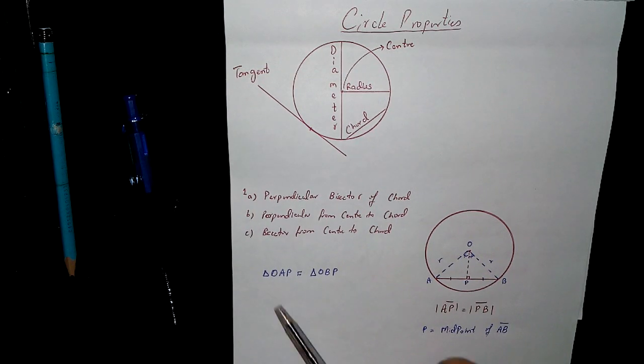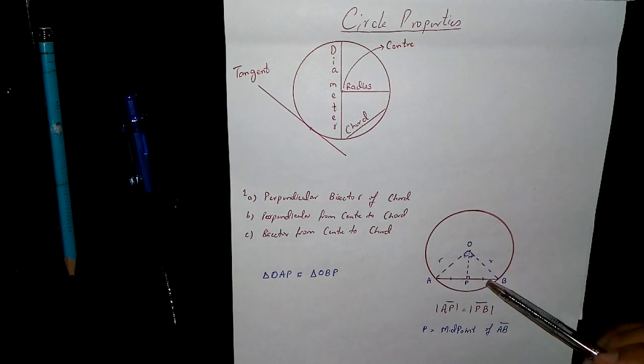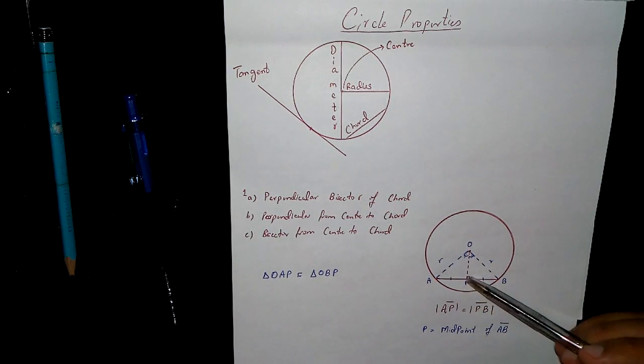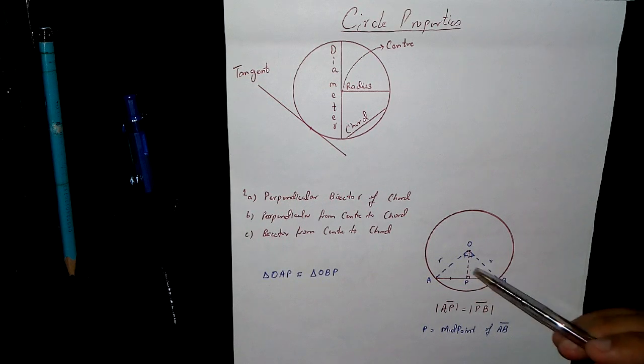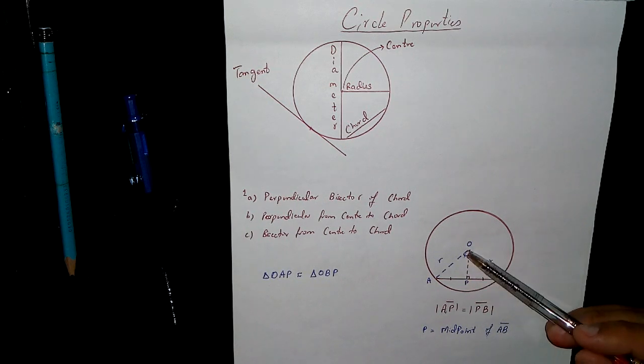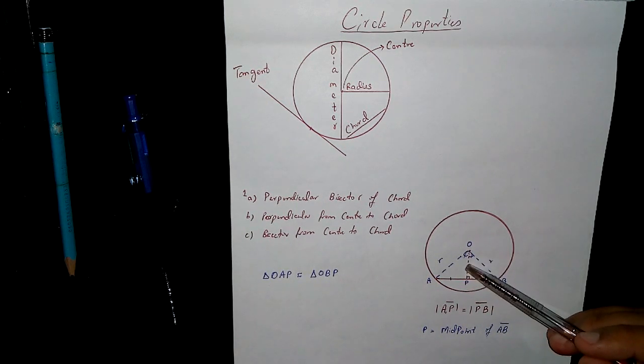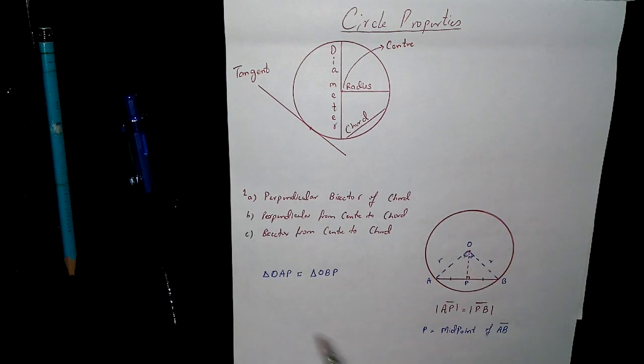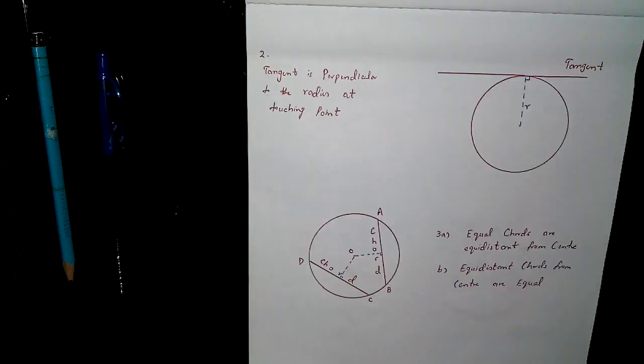So these two triangles will always be congruent because both of these lines are radii. This angle is 90 and this angle is also 90, and this line is basically the common side. Therefore, by side angle side, or rather RHS, these two triangles are always congruent.